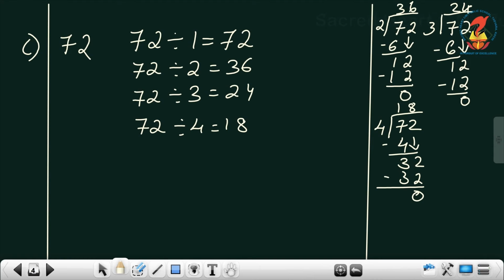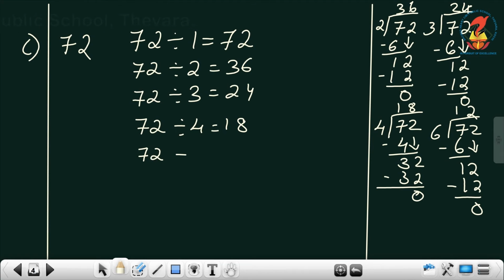No need. 6 table, as I told you, if it's there in 2 and 3, it will be there in 6 table. We'll find out where. 72 divided by 6. 1 times 6, when you minus, you get 1, bring down 2. 6 2's are 12. So where you're getting? At 12. So 72 divided by 6 equal to 12.